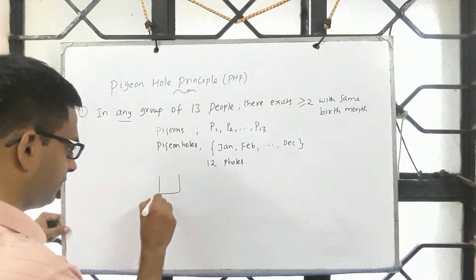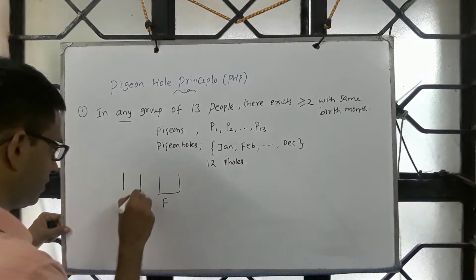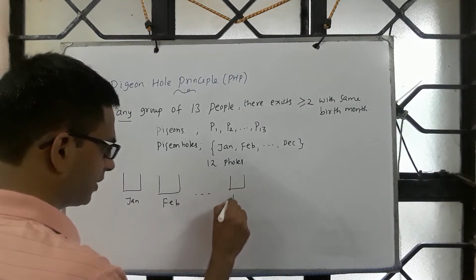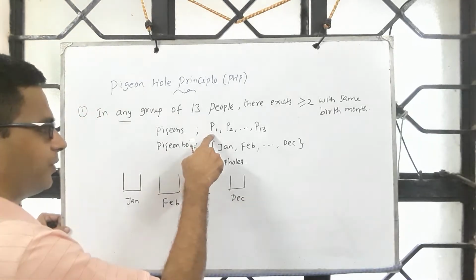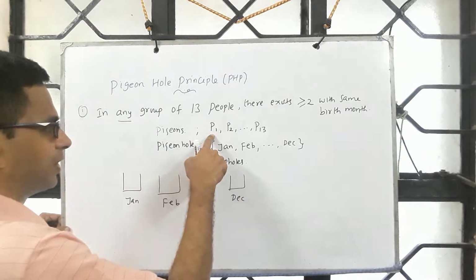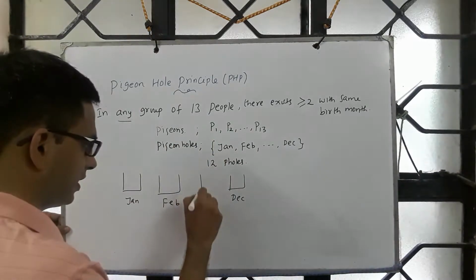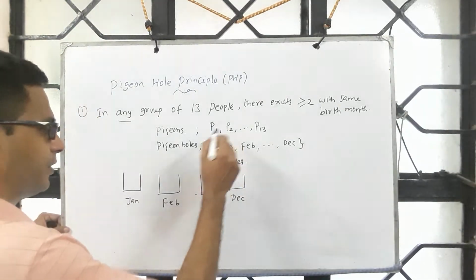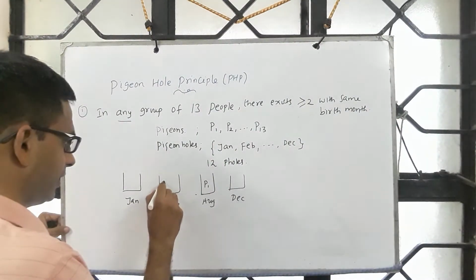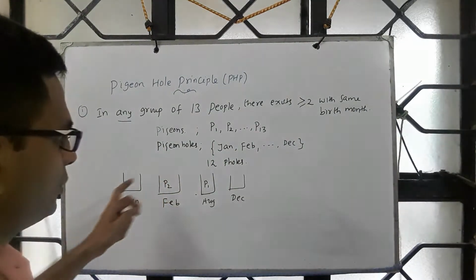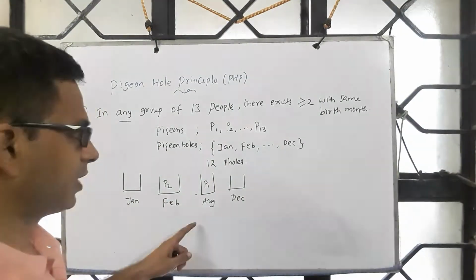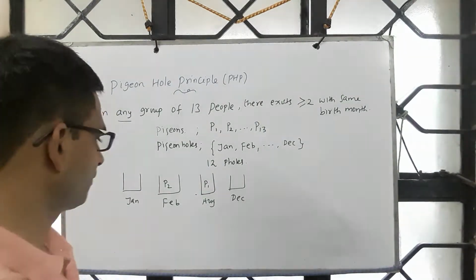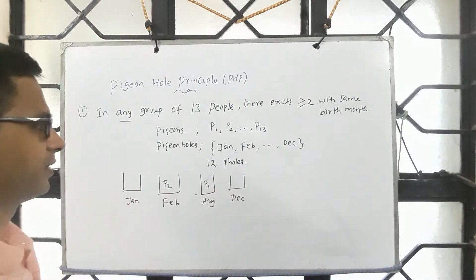So what I do, the first month is January, Feb, and so on up to December. I check the birth month of P1. Suppose it is, say, August, then P1 is placed here. Then I check P2, say it is February, then you place it in this one. So for each Pi, you check the birth month and place them in the respective pigeonholes. Each one is labeled after a month.